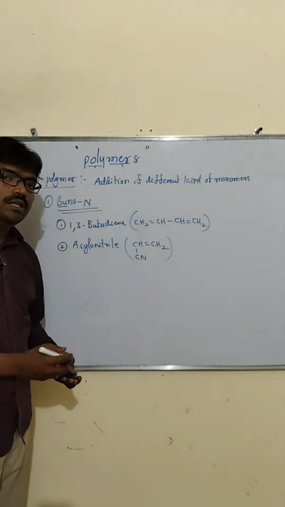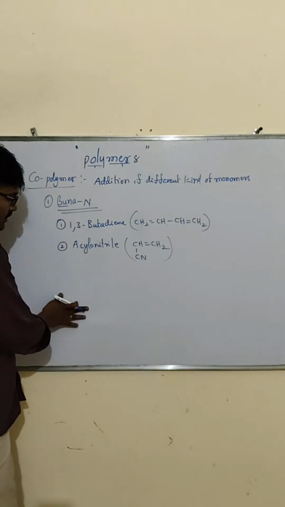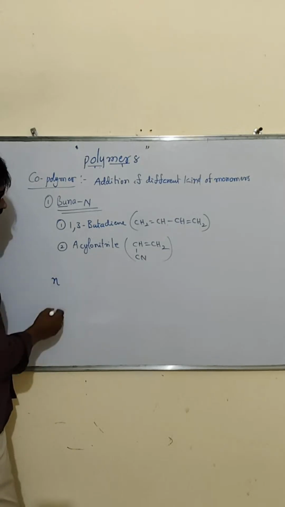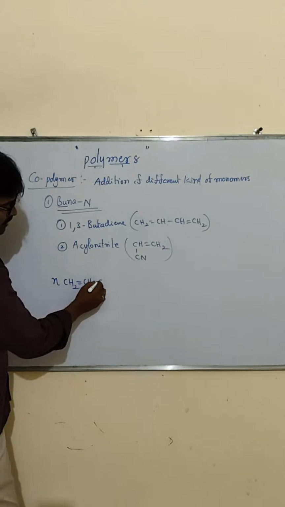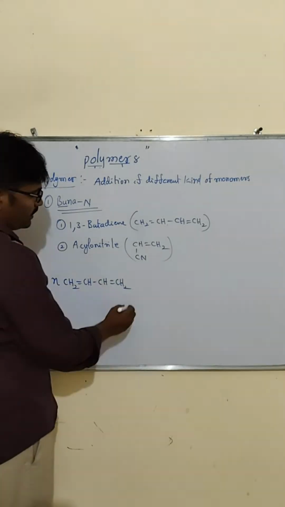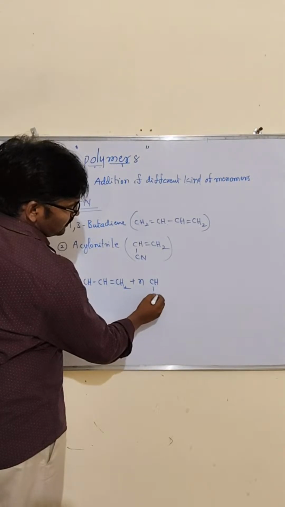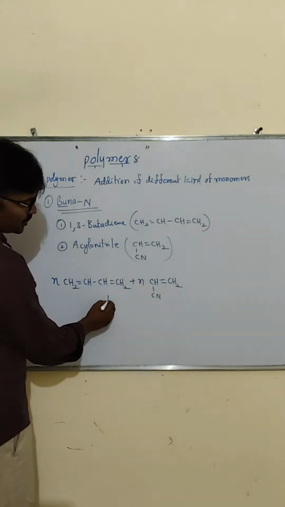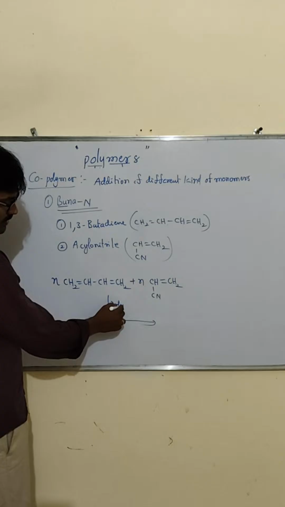ఈ రెండు అడిషన్ జరిగితే ఫామ్ అయ్యేదే Buna N. So how is it formed? Look, first we have to take n moles of 1,3 butadiene, CH2 double bond CH, bond CH double bond CH2, plus n moles of acrylonitrile, CHCN double bond CH2. When the addition of both happens, polymerization takes place.